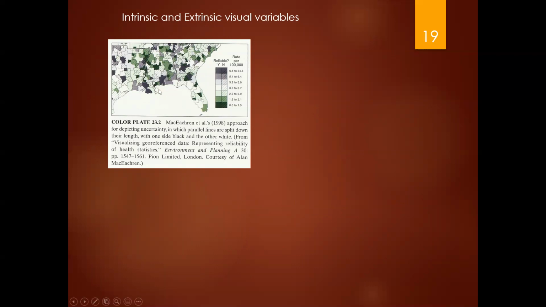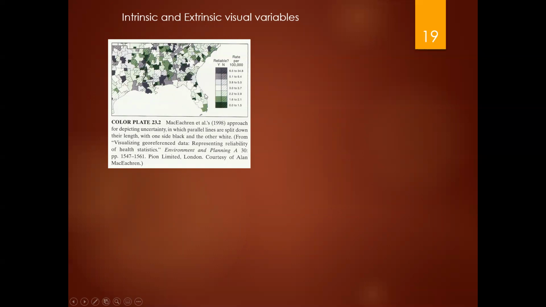Okay, the original map is a choropleth map using different hues and grayscales to portray a specific variable. But beyond that, the author used what? Parallel lines to show uncertainty. If a specific enumeration unit is shaded by parallel lines, it means that the data there is not reliable. For example, we can see here a lot of small counties shaded by parallel lines, which means that, okay, we have data there, but they are not reliable.